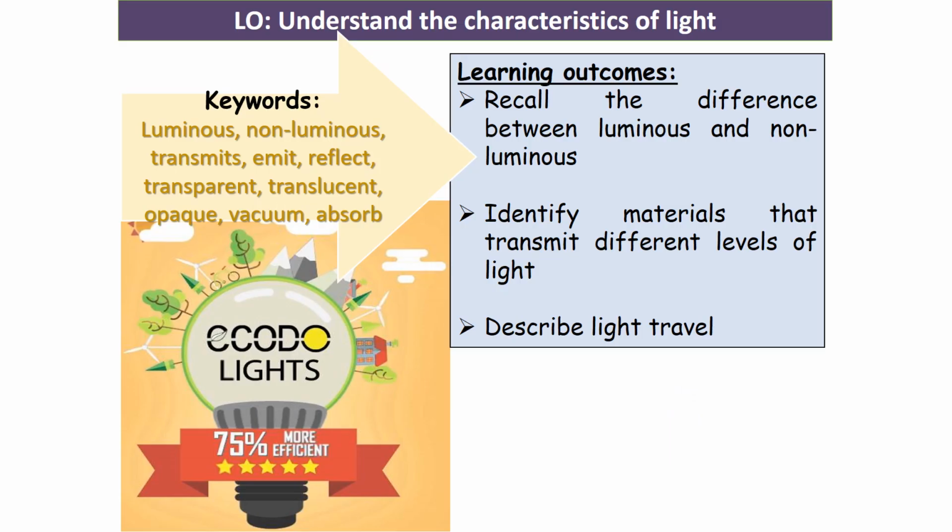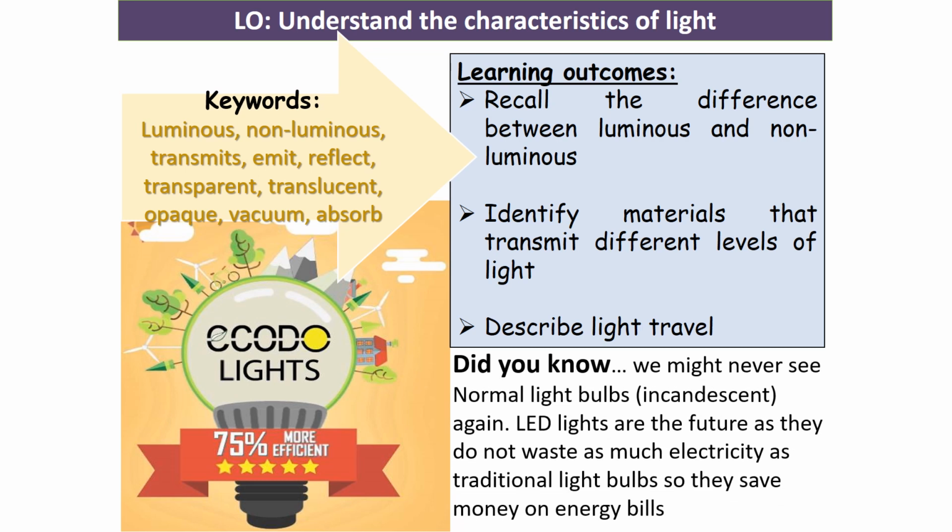So, today's learning outcomes for this lesson are to recall the differences between luminous and non-luminous, identify materials that transmit different levels of light, and then describe how light travels.